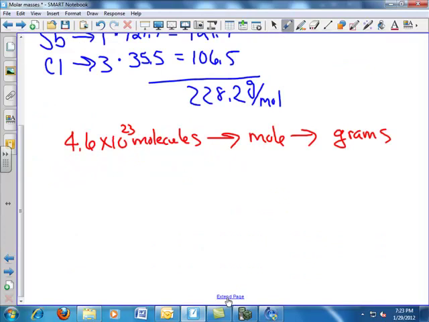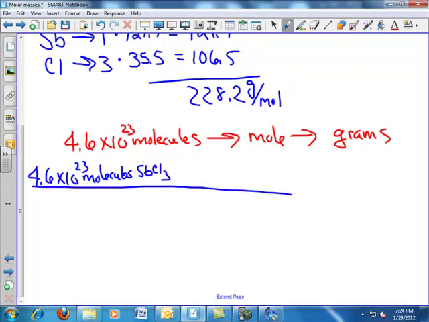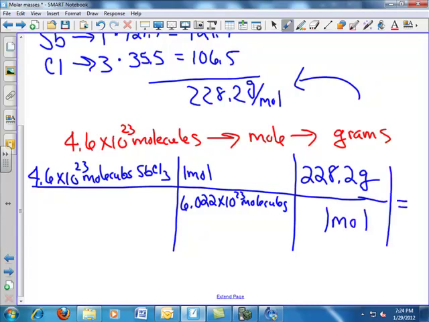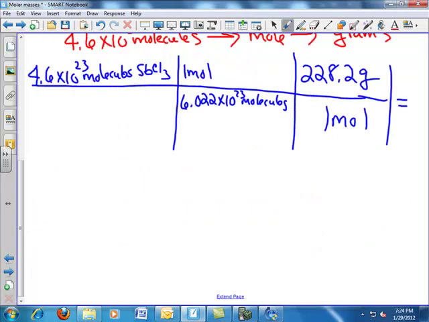Now that I have my plan down here in front of me, I'm going to set up my T box. So I have 4.6 times 10 to the 23rd molecules of SbCl3. I'm going to use Avogadro's number, so we'll put 1 mole all over 6.022 times 10 to the 23rd molecules. And now I have this molar mass that I just calculated, but I want the mass on top. So it's 228.2 grams per 1 mole. Okay, and now you just do the math.